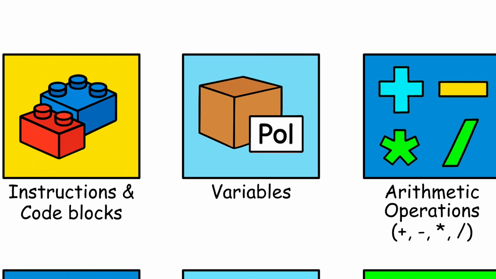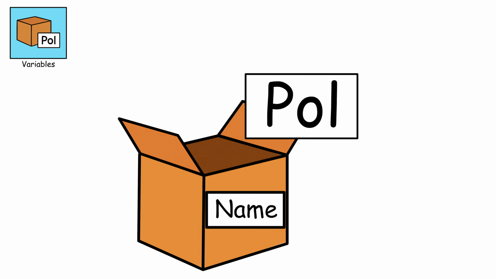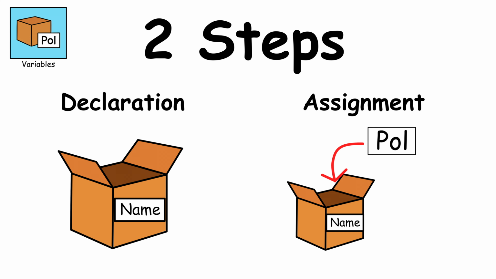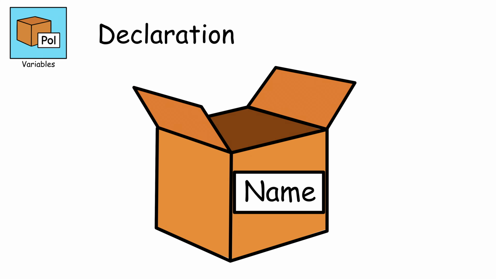Variables. Variables are like boxes with a label, and these boxes inside contain some data that can be used later in the program. There are 2 steps to using a variable: declaration and assignment. Declaring a variable is like creating a box and labeling the box. Let's call our box or variable name. Now we have a box, but it's empty.